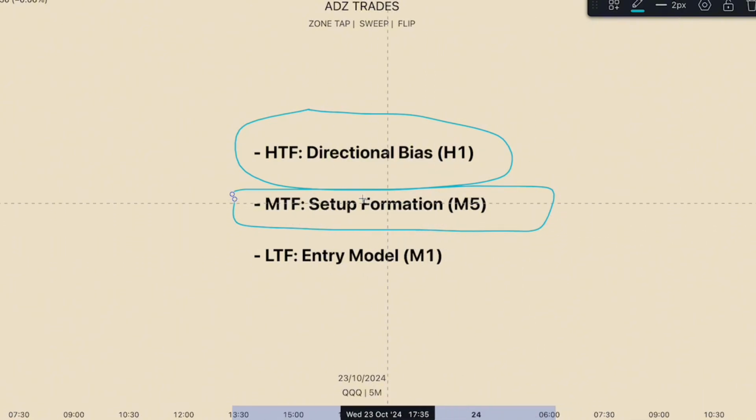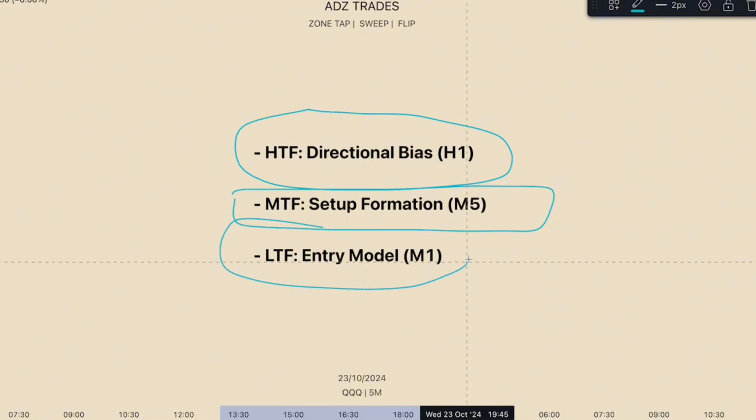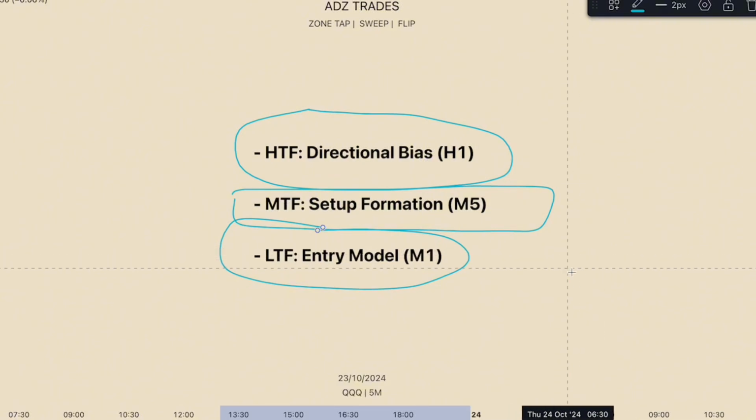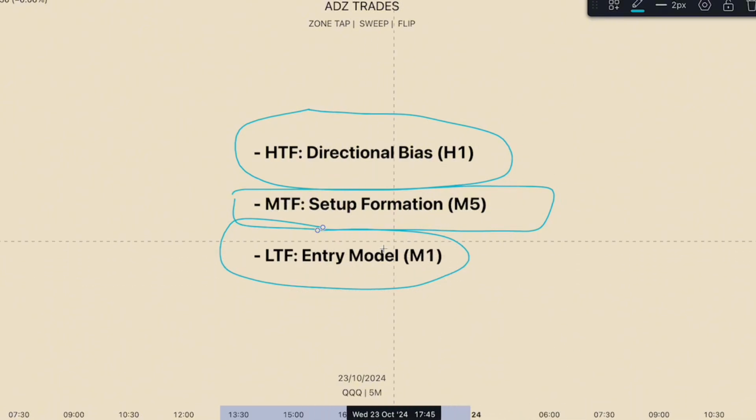Okay, this is where I'm looking for my actual setup. I refine my range even more. I'm looking for a trade in the direction of the higher time frame, and then the lower time frame entry model. If you know my entry model, I just require the 6 taps. This is where I'm looking for those 6 taps.